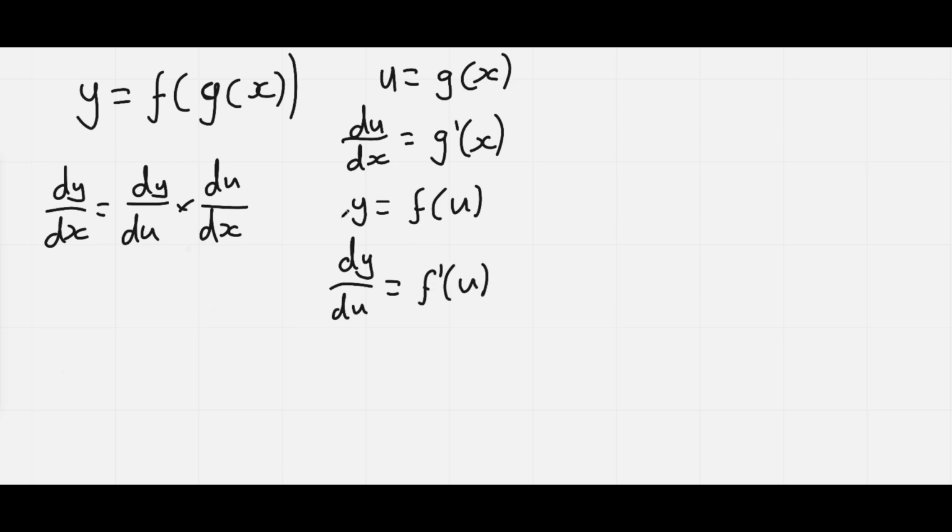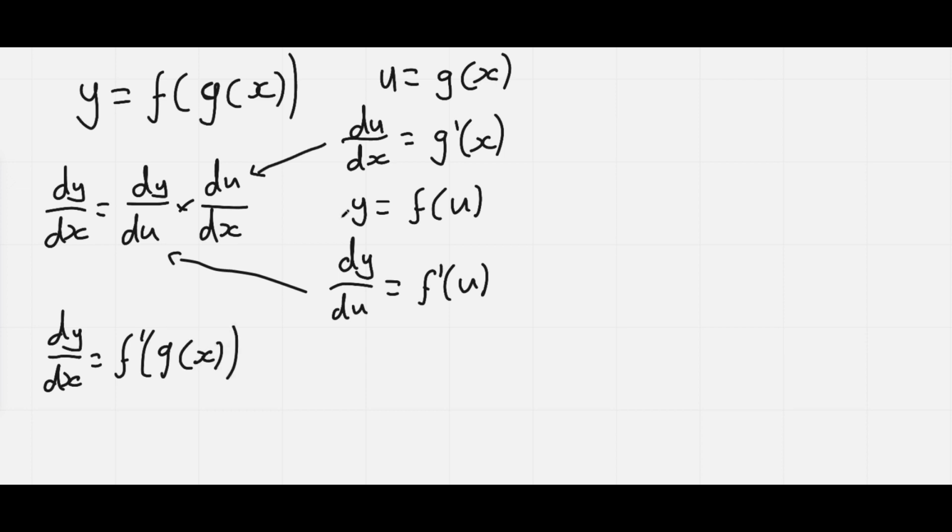And what I can do is now input these values. This is here, this is here. So dy dx is going to equal f prime of u, but f prime of u is just f prime of g of x, just replacing with what u is, and du dx is just g prime of x. And basically all the chain rule is the derivative of what's inside multiplied by the derivative of what's outside, and then we're just putting the original inside back in.